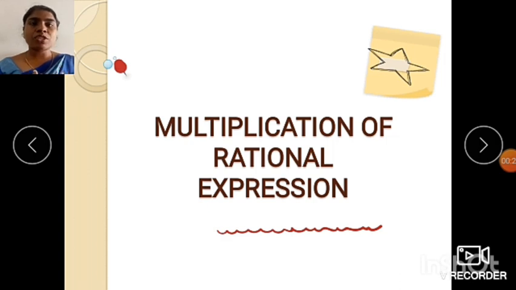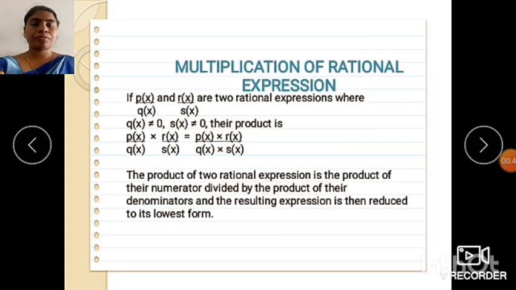Yes, an expression is called a rational expression if it can be written in the form p(x) by q(x), where q(x) is not equal to 0. So that is called a rational expression. Now we will see what multiplication of rational expressions is.